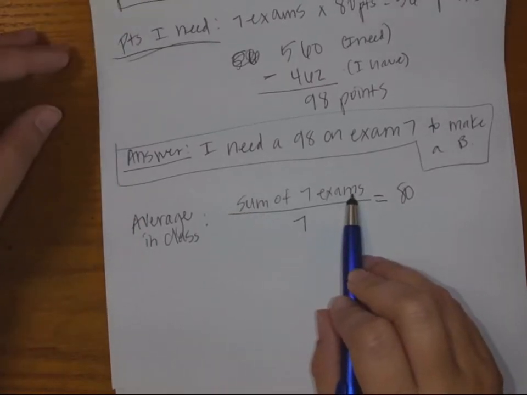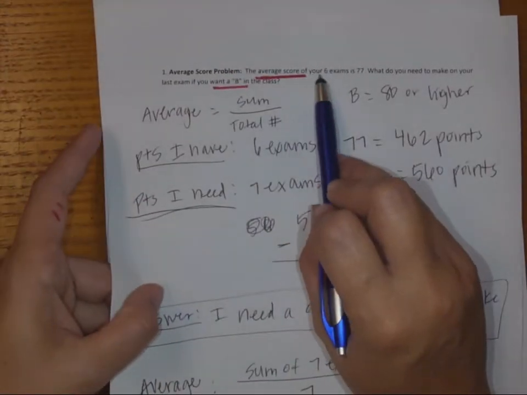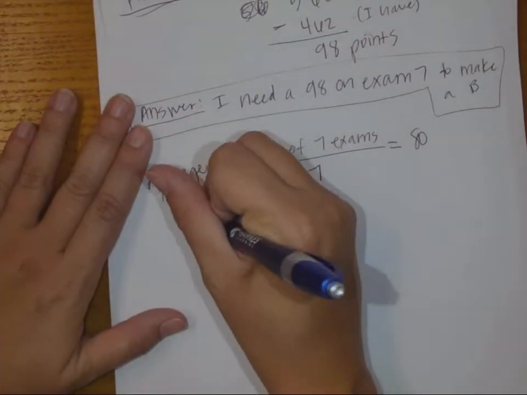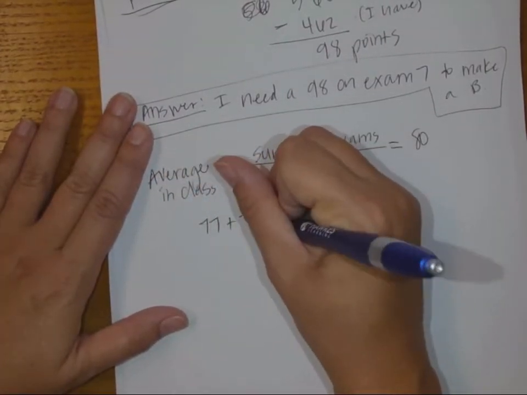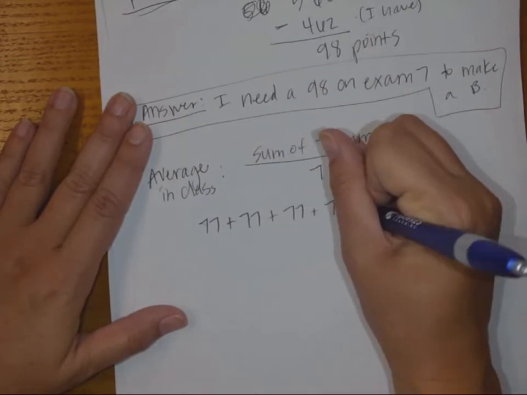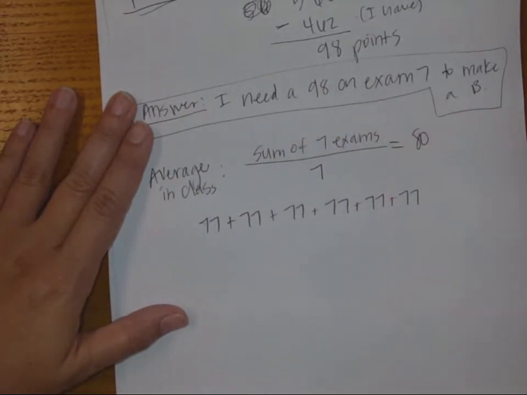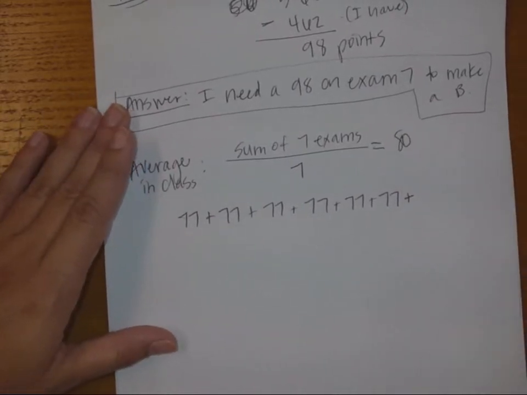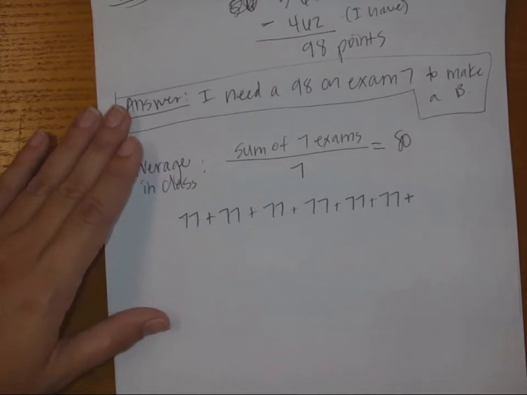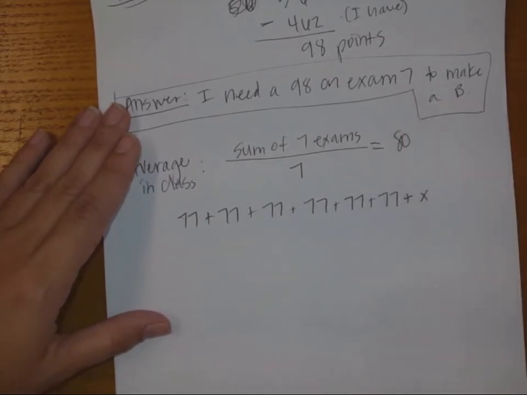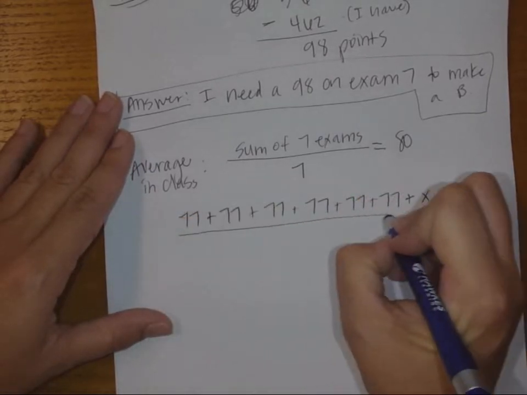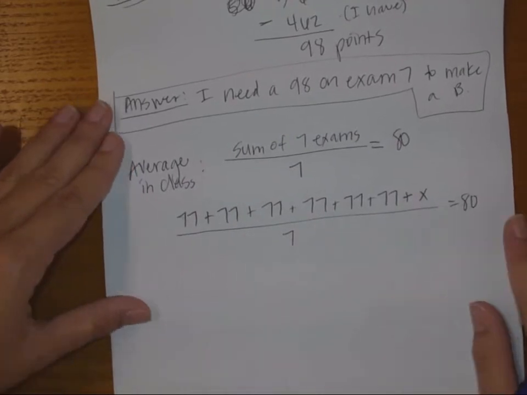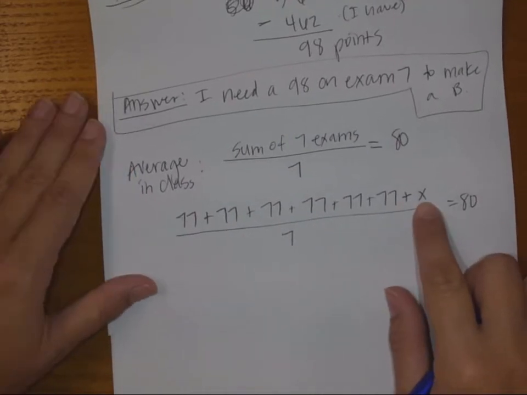Okay, so the sum of my 7 exams. Do I know what I made on each exam? No, but I know that on the first 6, my average score is 77. So I could add up 77 6 times. First exam, 77. Second exam, 77. Third, fourth, fifth, sixth. So there's 6 exams that I made a 77, plus my last exam. Do I know what I made on my last exam? No. So let's put a letter in there for that. I'm going to put X because I don't know what I made, divided by 7 equals 80. So this is all numbers now with 1 letter, so I can solve for that letter.